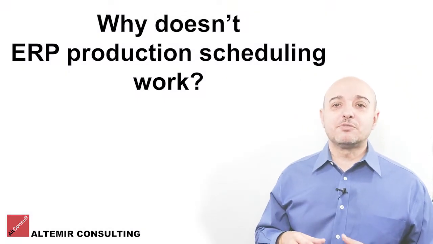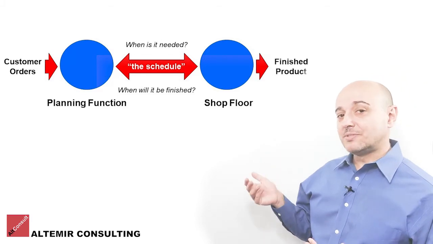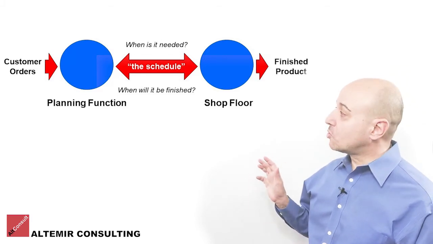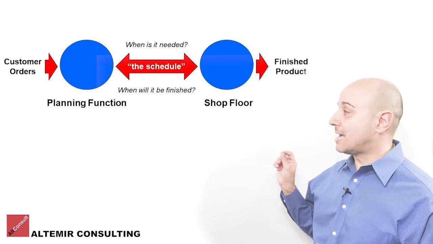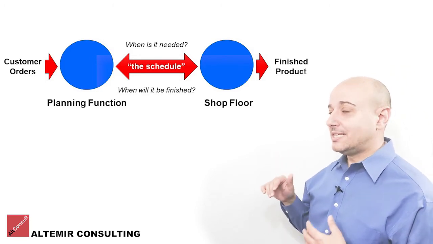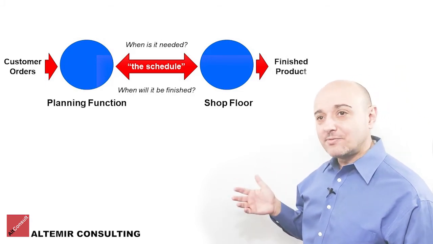Traditional ERP-based production scheduling looks like this. We have a planning function that receives customer orders. Those customer orders are translated into a production schedule that's then delivered to the shop floor. That production schedule is basically expressing when jobs are needed. It's a set of due dates.